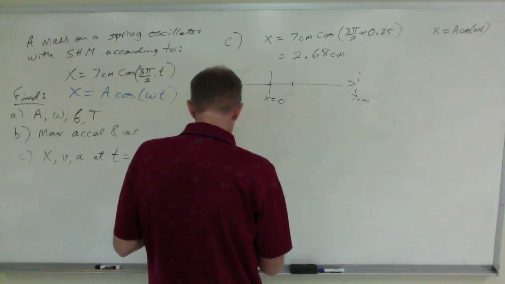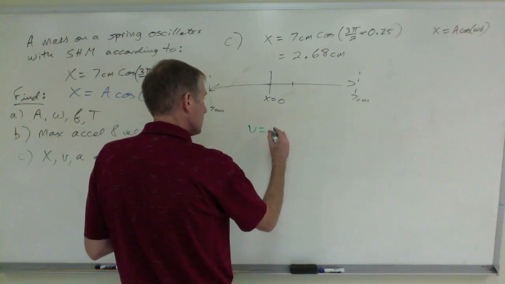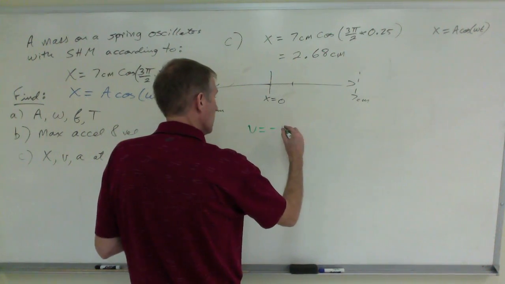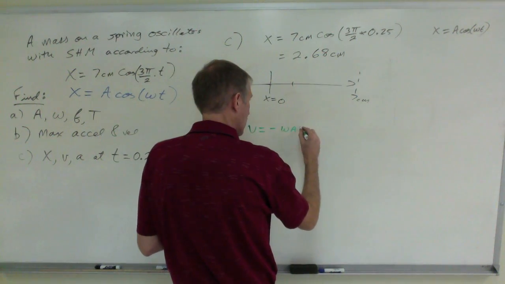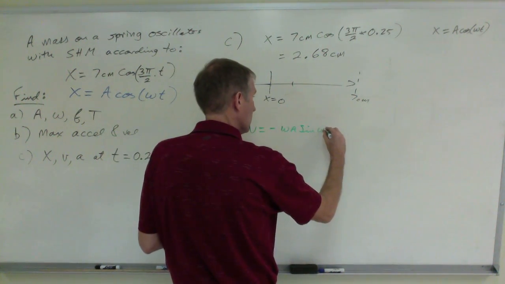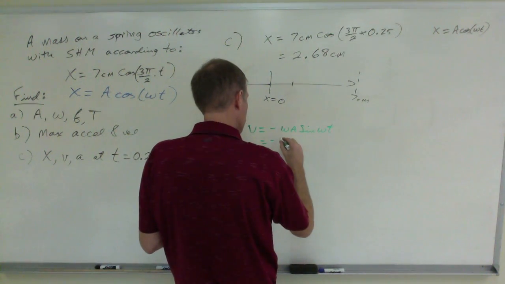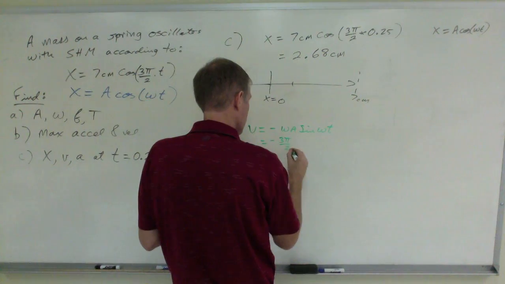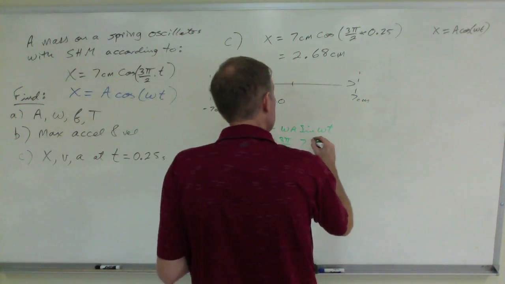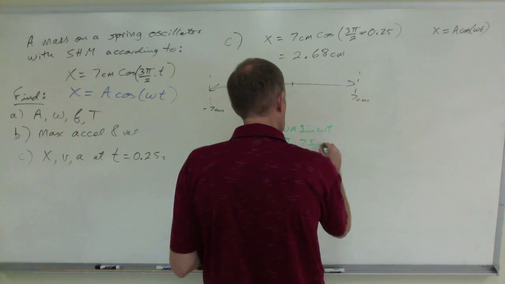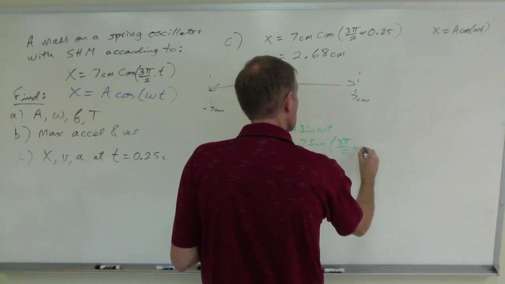How am I going to find the velocity? Well, I'm going to change colors because I can. The velocity is going to be equal to negative omega times A, and we keep the negative sign in here, times the sine of omega t, which is negative 3 pi over 2 times A. I'm just going to leave it as 7. I'm going to stay in centimeters for the heck of it. And that's going to be times the sine of 3 pi all over 2 times 0.25.